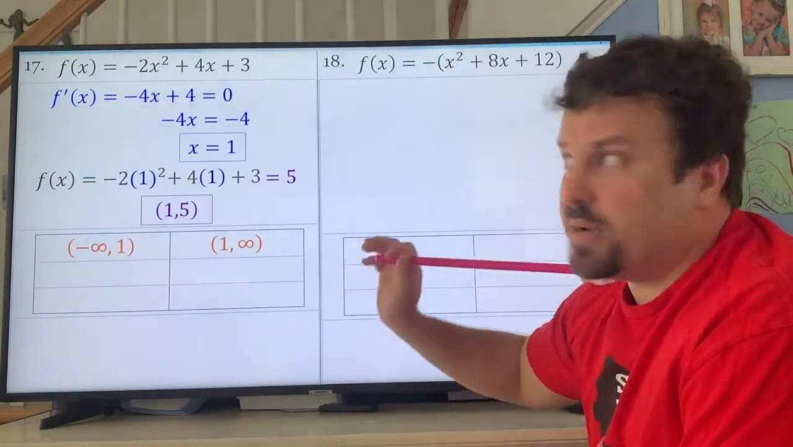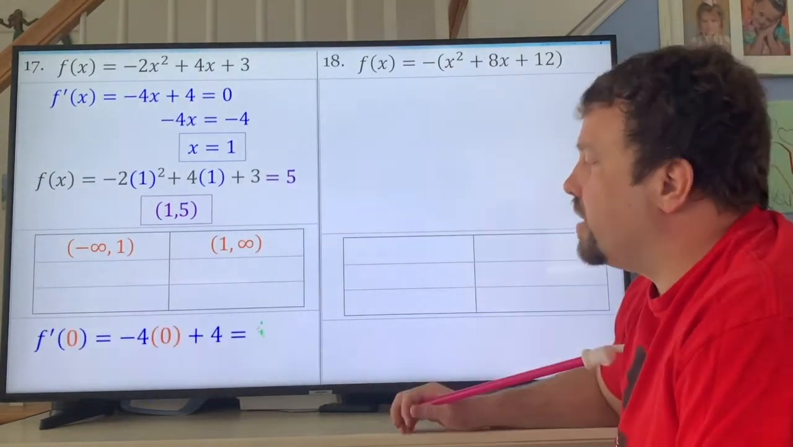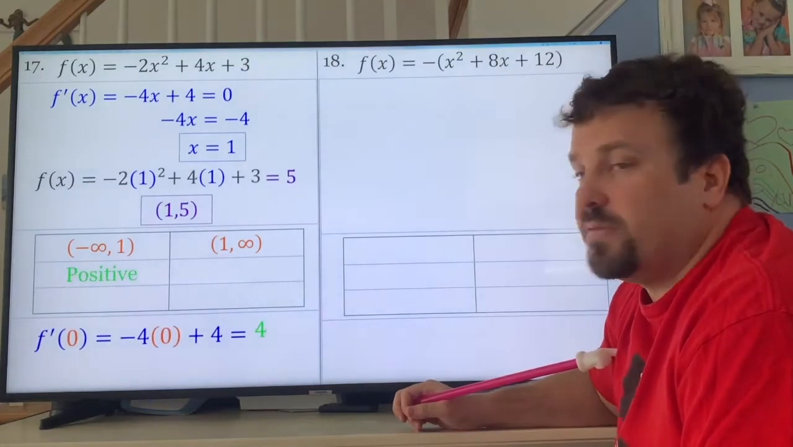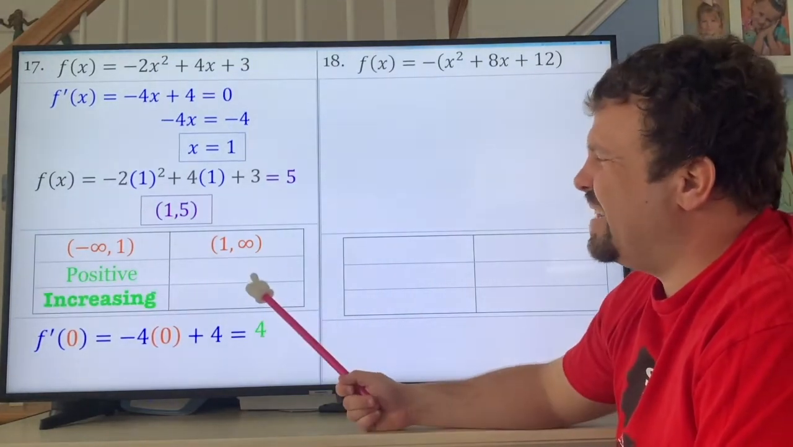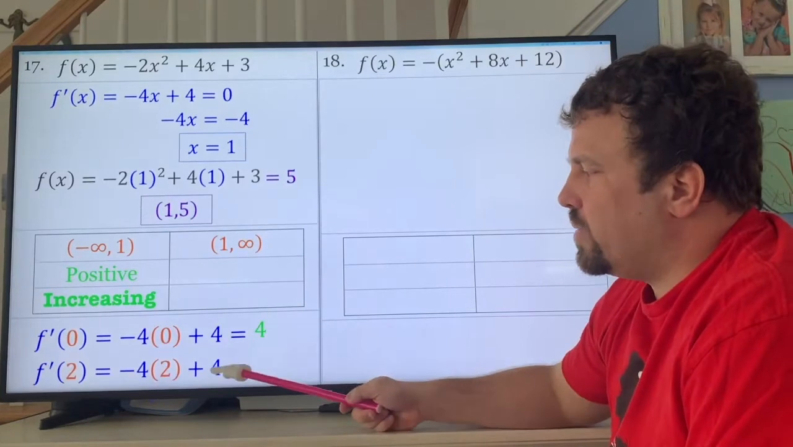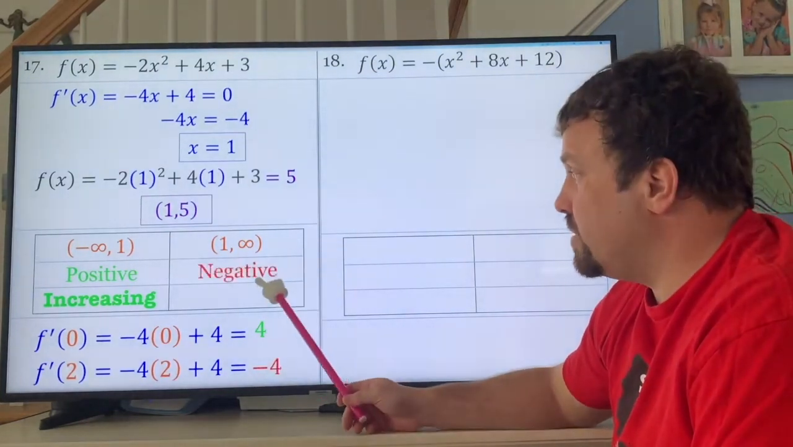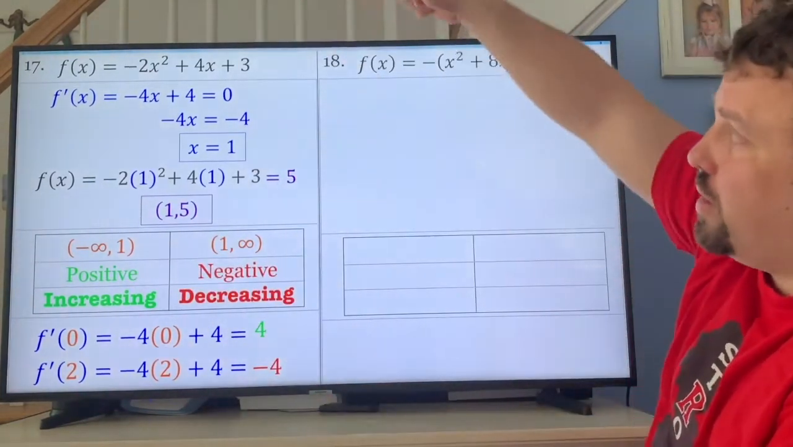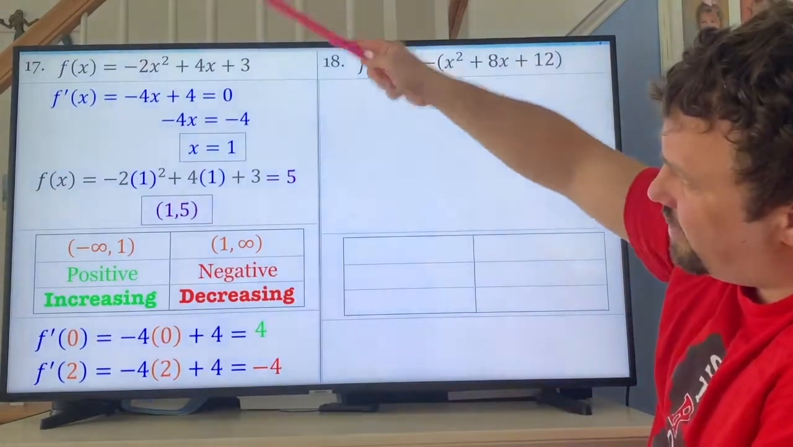Now you take your critical number: negative infinity to 1, and 1 to infinity. Number between these, a good number is 0. 0 plus 4 is 4. Positive number, which is increasing. And let's go 2. Negative 8 plus 4 is negative 4. Negative number, decreasing. So this graph actually goes up, and then it goes back down. It goes up to 1, 5, and then it goes back down.